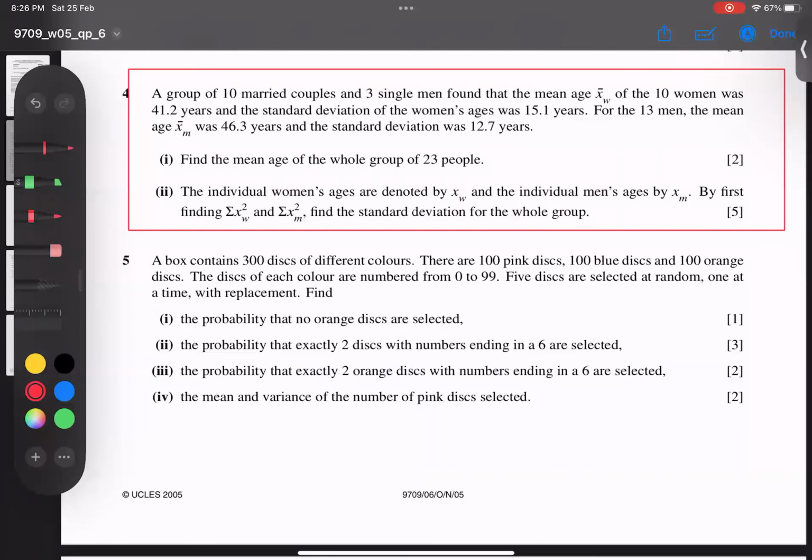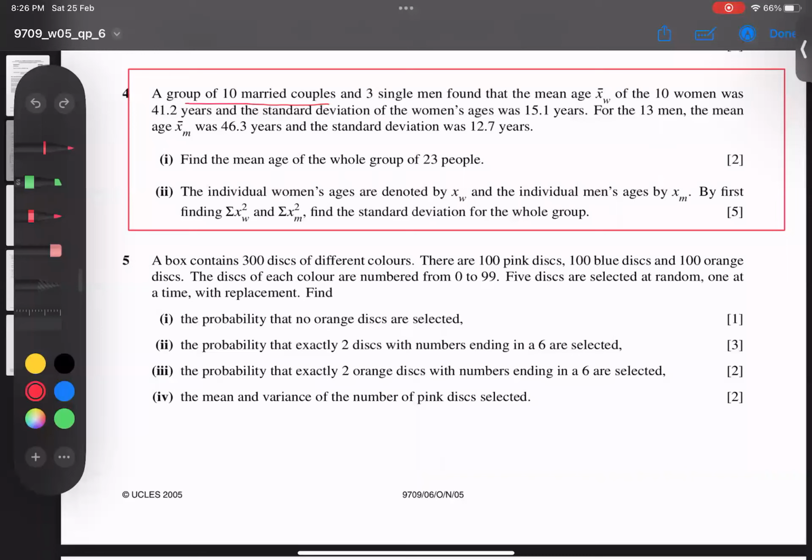This is a question from October 2005, question number four. We have a group of 10 married couples and three single men. The mean age of the 10 women is 41.2.